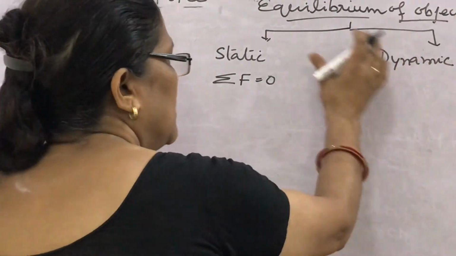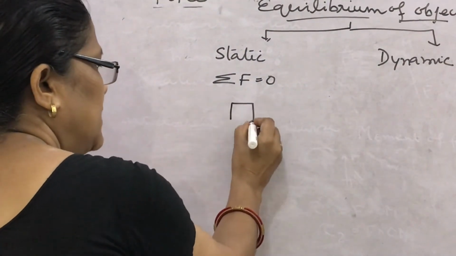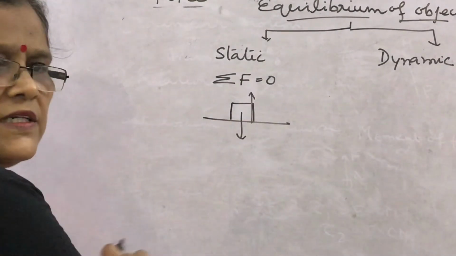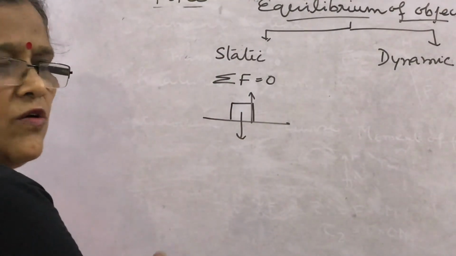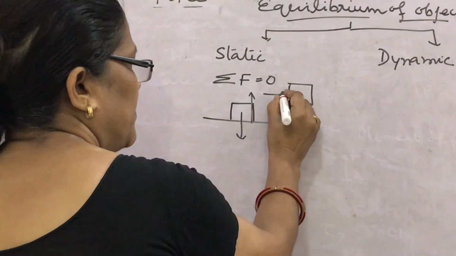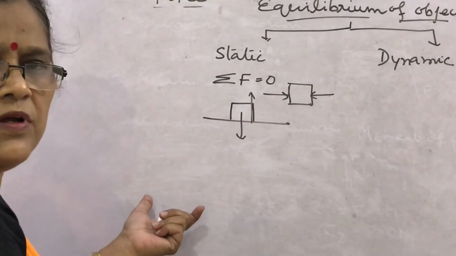What is an example of a static condition? Any of the objects you have seen here, this one object is at rest under the effect of its weight and reaction. You can also say that if you take any object, you apply a force from this side and the same force on this side, this is the state of equilibrium.